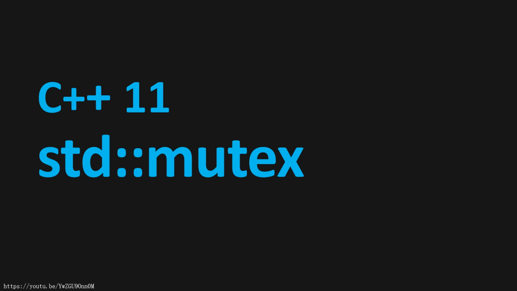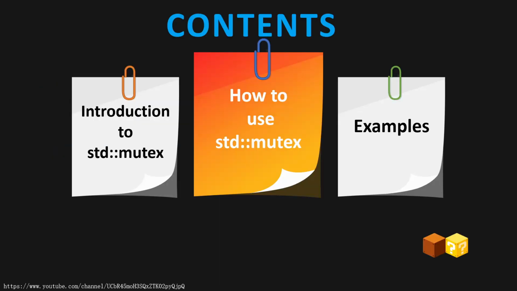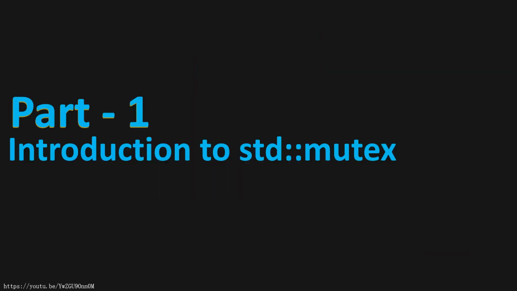std mutex is used for thread synchronization. So it is important to know about thread concept before learning about std mutex. The main topics covered in this video are introduction to std mutex, code usage of std mutex, and some examples of std mutex. Let's start with introduction to std mutex.